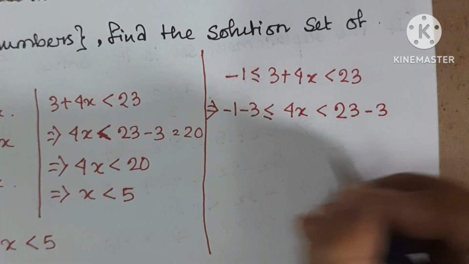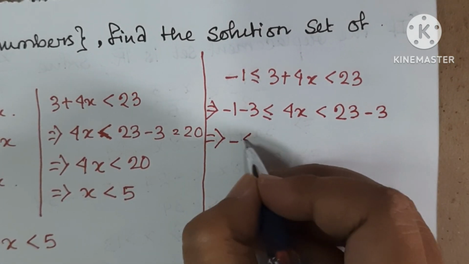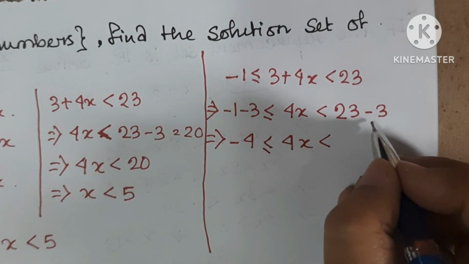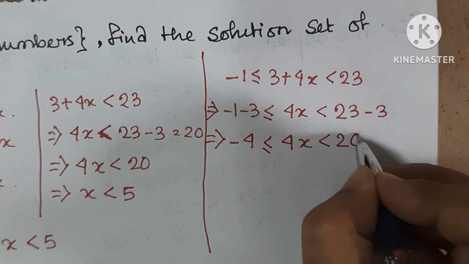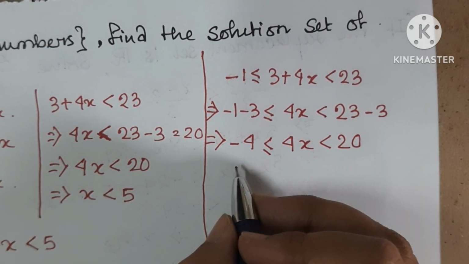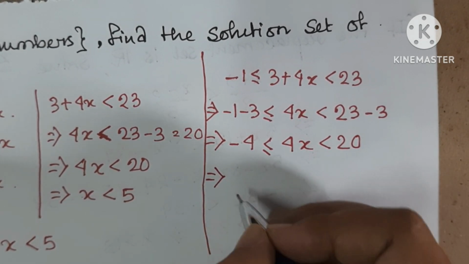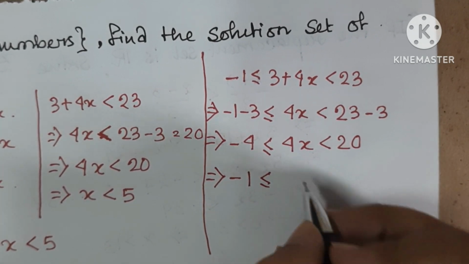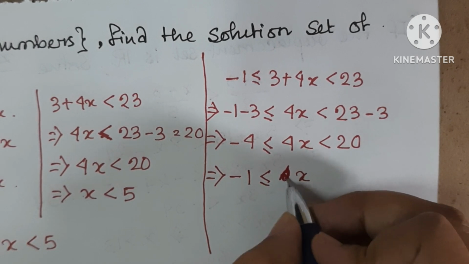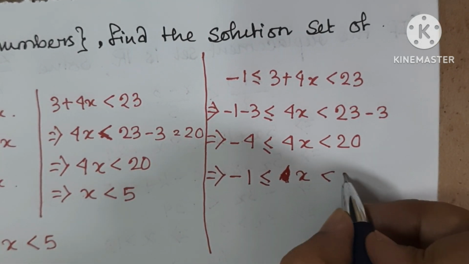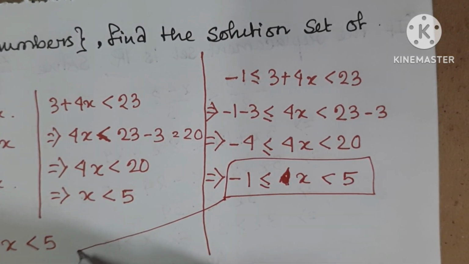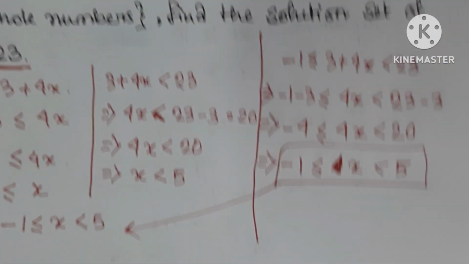23 minus 3, so what will you get? Minus 4 less than or equal to 4x less than 23 minus 3, that is 20. Now divide all three terms by 4. So what will you get? You get the same result. Sorry, not 4x. It will be x less than 5. Okay, the same thing.